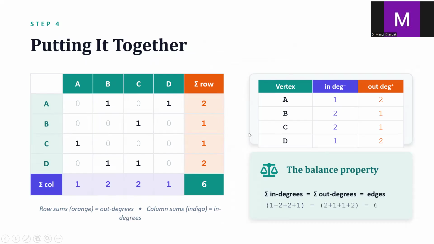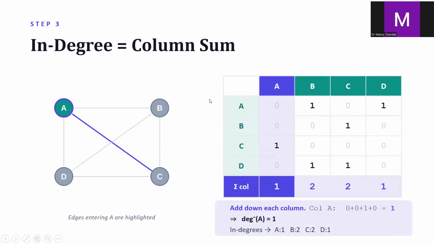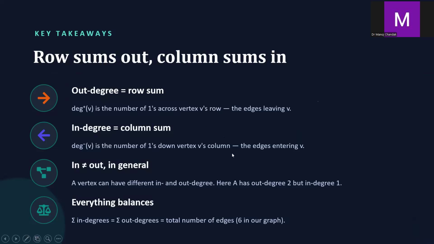The major takeaway is just sum the row in the matrix to get the out degree, and just sum the column in the matrix to get the in degree.